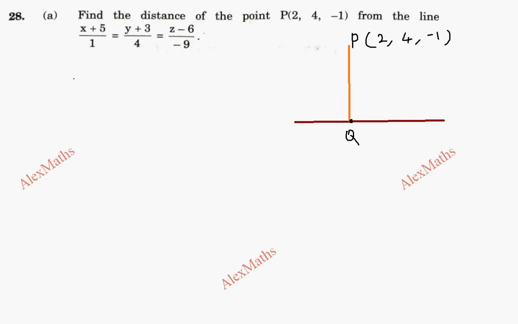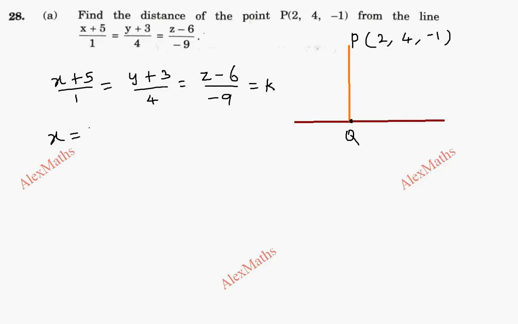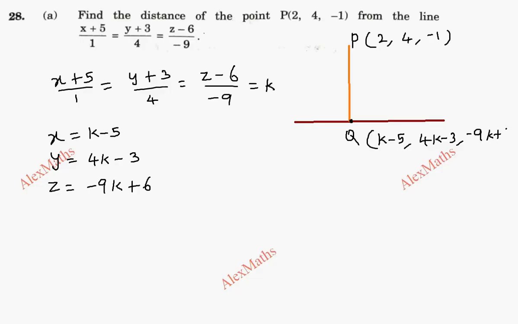First we have to equate this line to K. (x plus 5) by 1 equal to (y plus 3) by 4 equal to (z minus 6) by minus 9 equal to K. Equating individually, x will be K minus 5, y will be 4K minus 3, and z will be minus 9K plus 6. So this Q is K minus 5, 4K minus 3, minus 9K plus 6.